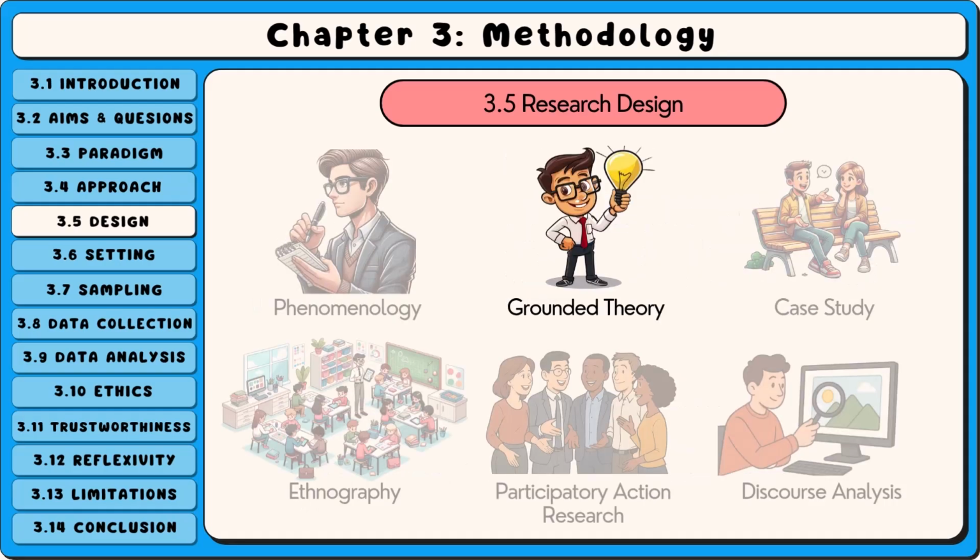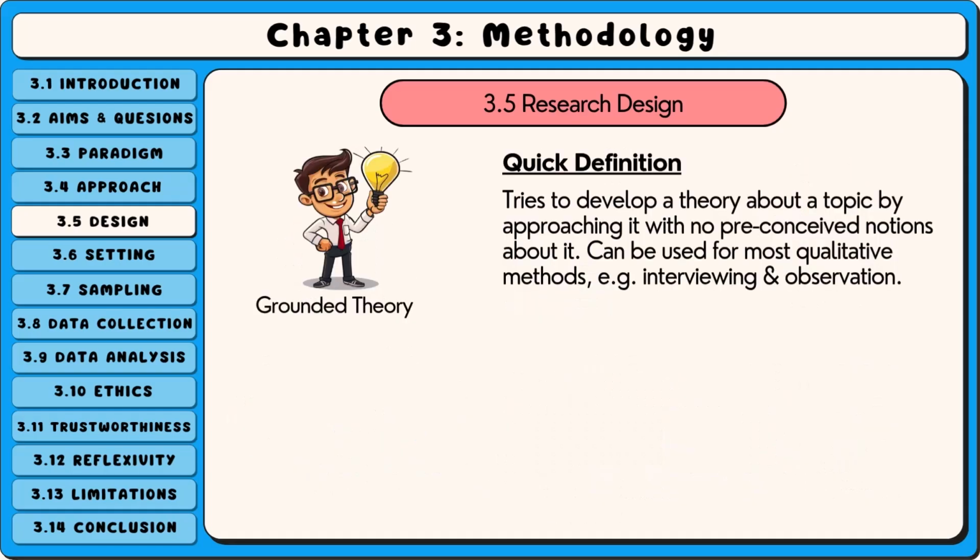Next is grounded theory. This would be the second most common qualitative research design. This design tries to develop a theory about a topic by approaching it without preconceived notions or ideas. It tries to keep an open mind about the topic and not let existing literature or theories affect the data analysis process. In other words, it is a highly inductive approach to research. It can be used for most qualitative data collection methods, including interviewing, observations, and focus groups.